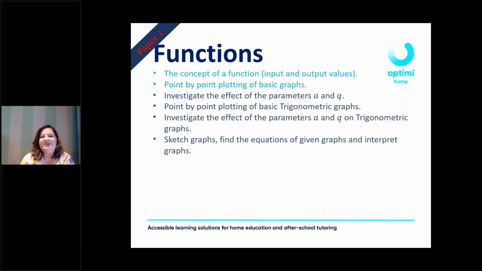So the first two, as I mentioned, we've done in our previous webinar. So if you missed out on that, please go onto the YouTube channel, go and have a look at those webinars over there. We focused on the straight line and the parabola. And today we will look at the effect of the parameters A and Q on those two functions. So on the straight line and on the parabola.